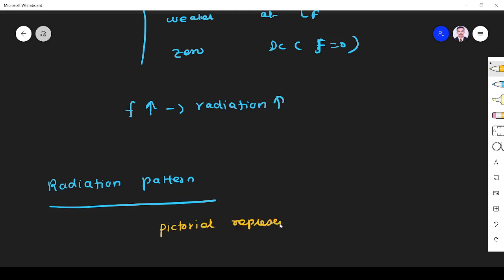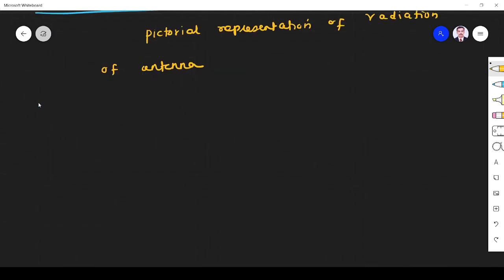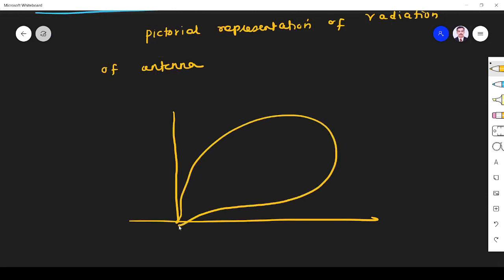Pictorial representation of radiation. We cannot see radiation, but we have to feel it. So for that we give some shape that is called radiation pattern. Pictorial representation of radiation of antenna. This is called radiation pattern. Let's take one antenna with radiation pattern like this, right? So here you see these are all the things we have.